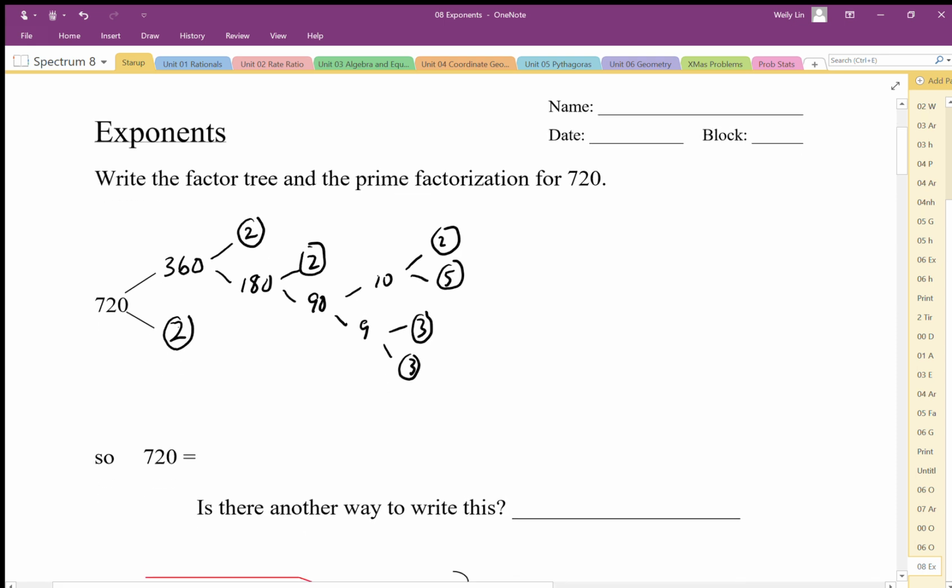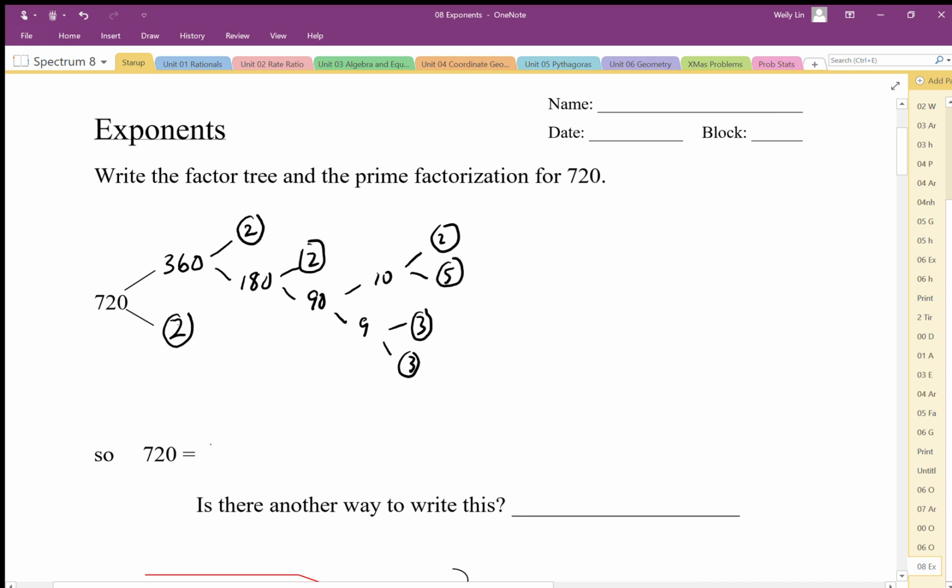So I can rewrite 720 as a product of prime factors as 2 times 2 times 2 times 2. It's a lot of 2's there. I'm going to group them like that and end up with 3 times 3. Okay, and then we have times 5. Okay, so that's a lot of 2's to write out.